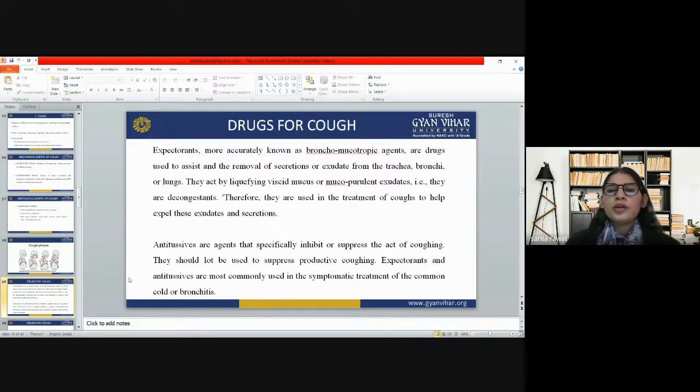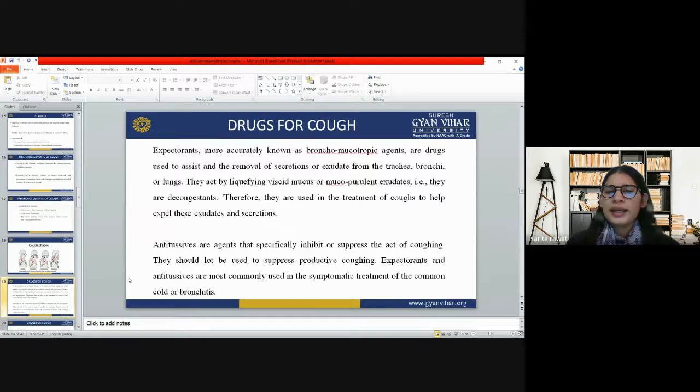Now, pharmacology of coughing. So, what are the drugs used for cough? Mainly antitussives and expectorants are the drugs used to treat coughing. Expectorants are more accurately known as bronchomucotropic agents, and they are drugs used to assist in the removal of secretion or exudate from the trachea, bronchi, or lungs.